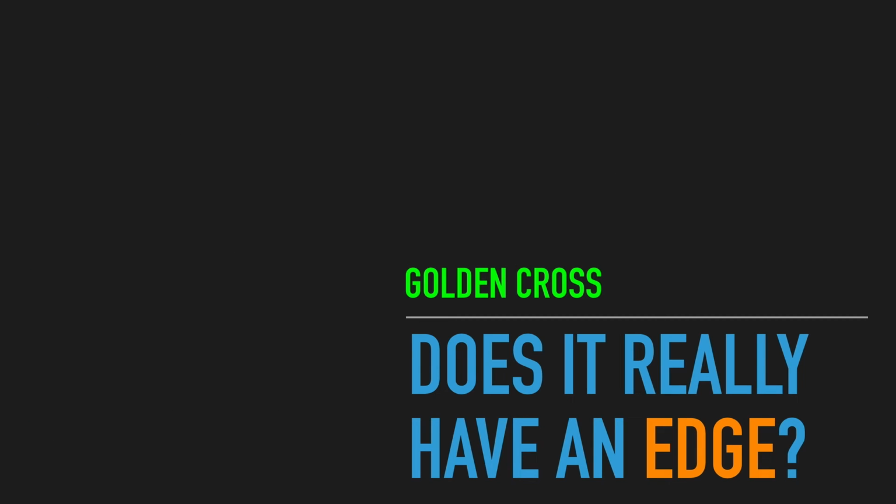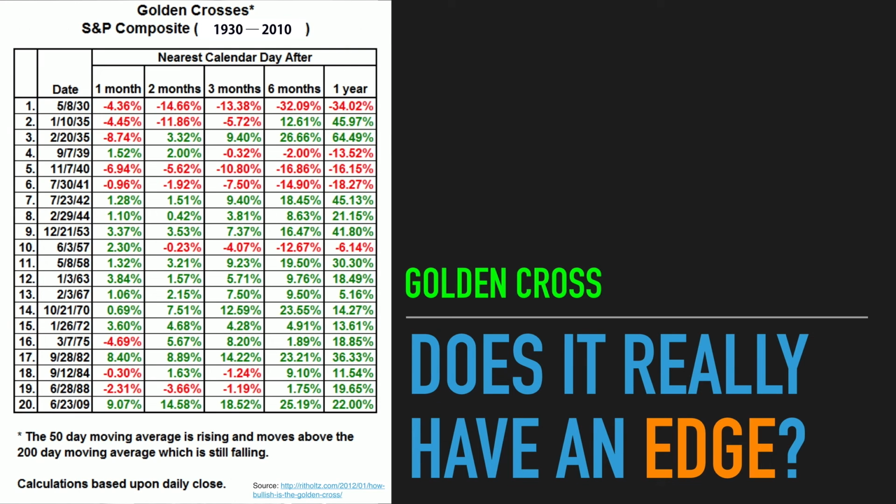All right, now you might ask this question. Does the golden cross really have an edge in the market, or does it really make money? Well, nothing is guaranteed in the market, but we can always go back to our history and see how the golden cross performed in the past. So here are all the golden crosses that happened in the stock market from 1930 to 2010. We can see all the win rates after the golden cross happened each time.